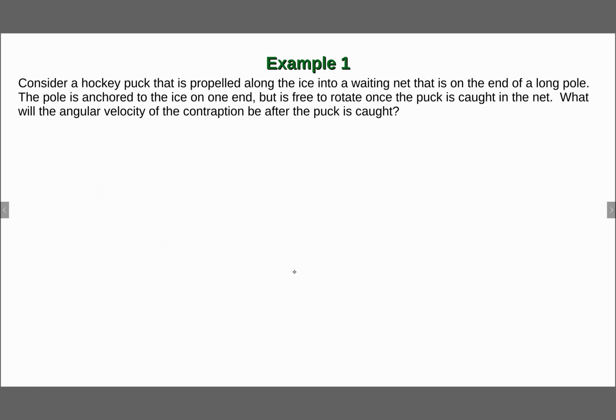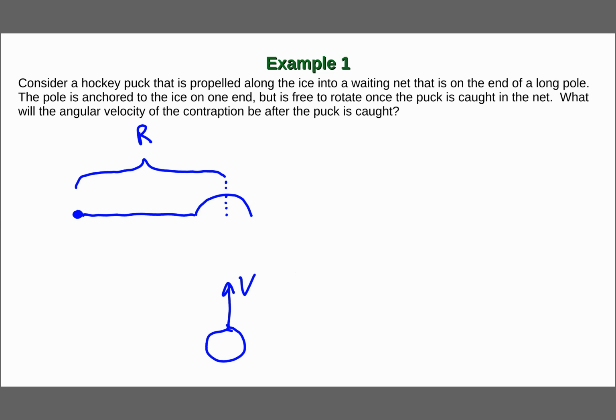So what we have is a pivot right here. Okay, that's going to be our axis of rotation. We have a long stick, and we have a net on one end. And then we have a hockey puck. It's got some velocity v, and it goes into the net. The net is going to have this distance r, okay? And then, of course, the hockey puck at any point along this is going to have this distance r, from the center of mass of the hockey puck to the pivot.